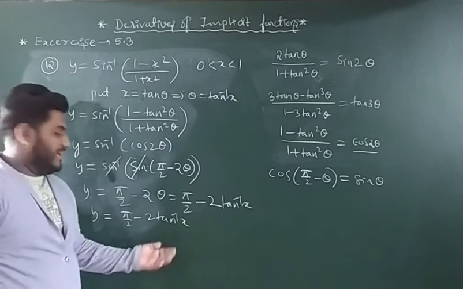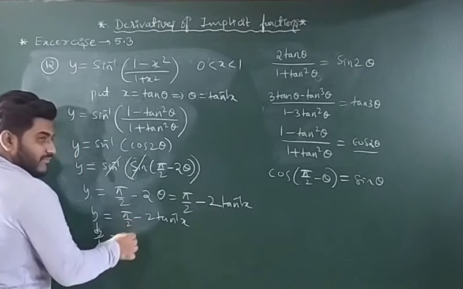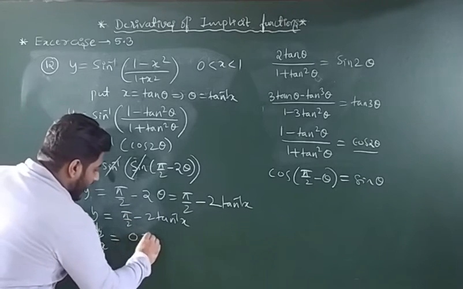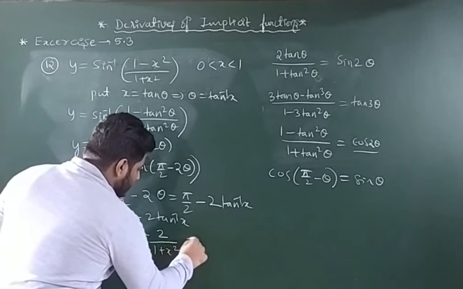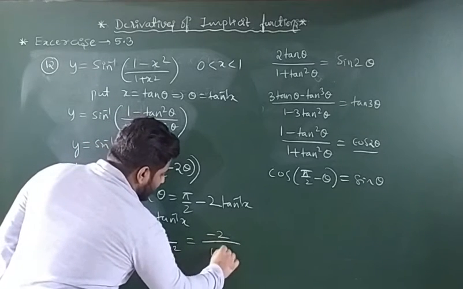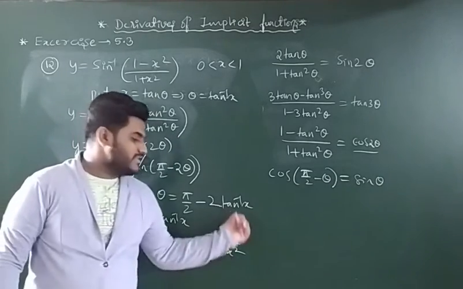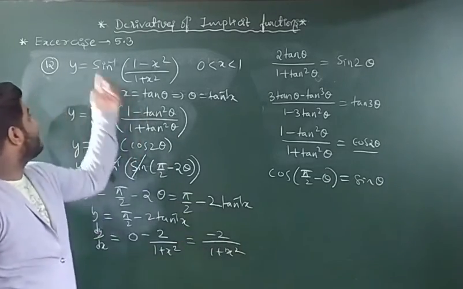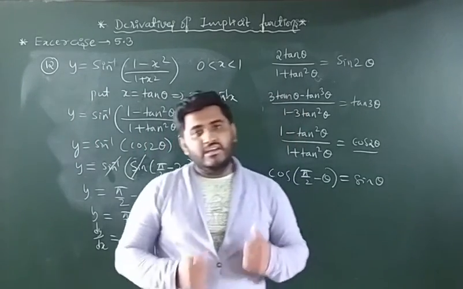Now we have to differentiate this one. So dy by dx is equal to differentiation of any constant is 0, minus 2 as it is, times the differentiation of tan inverse x, which is 1 by 1 plus x square. So we are getting minus 2 divided by 1 plus x square as an answer. Because 0 is there, you can leave 0. Minus 2 divided by 1 plus x square is the answer for this question. I hope you understood. This is question number 12.